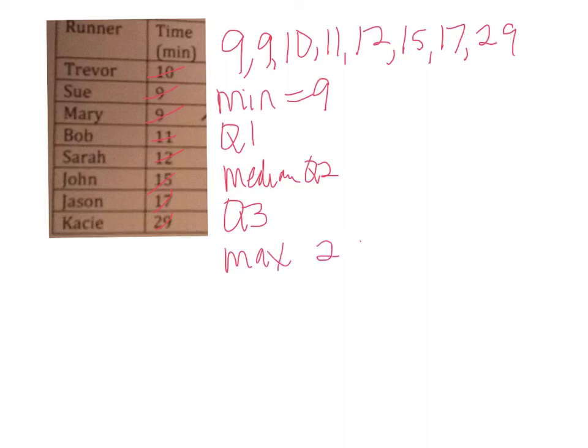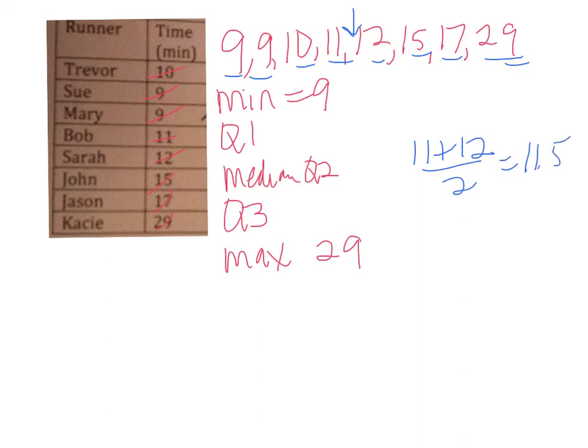So our max is 29. The median, okay, so let's go in. Okay, so the median is in the middle. So the median is between 11 and 12. I have 4 numbers below, 4 numbers above. So I need to find 11 plus 12 divided by 2, and I get 11.5. So my median is 11.5. Okay. Now here, 11.5 is not part of our group.